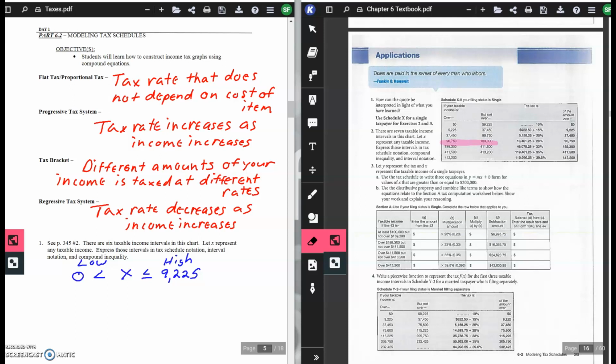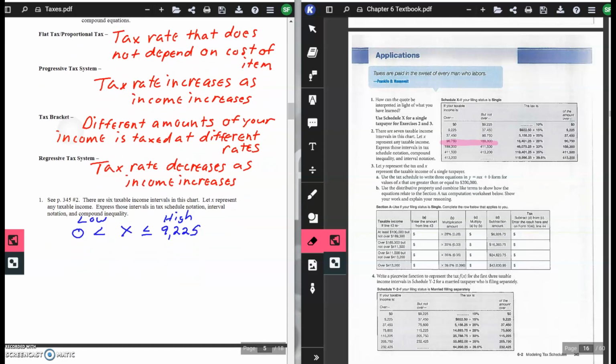Off to the side there, you see your textbook, and it's referring to problem number 1 here. So if you need to pause, now would be the time to pause and get your definitions down, and then just resume your video.